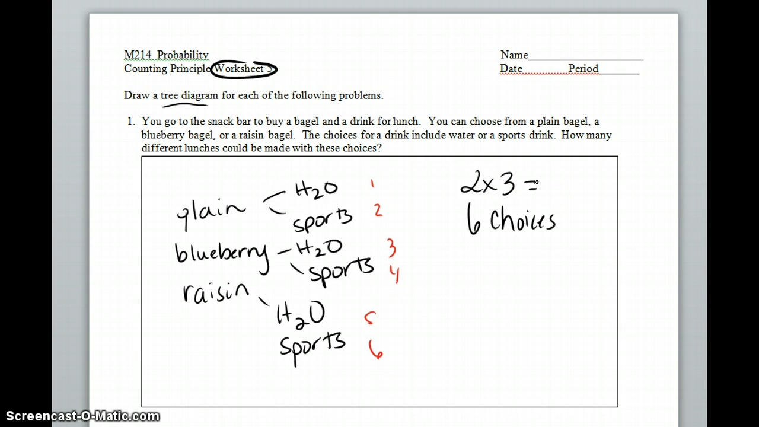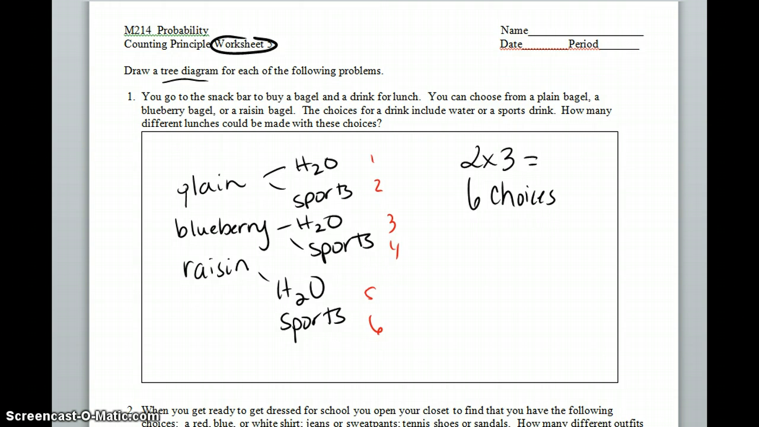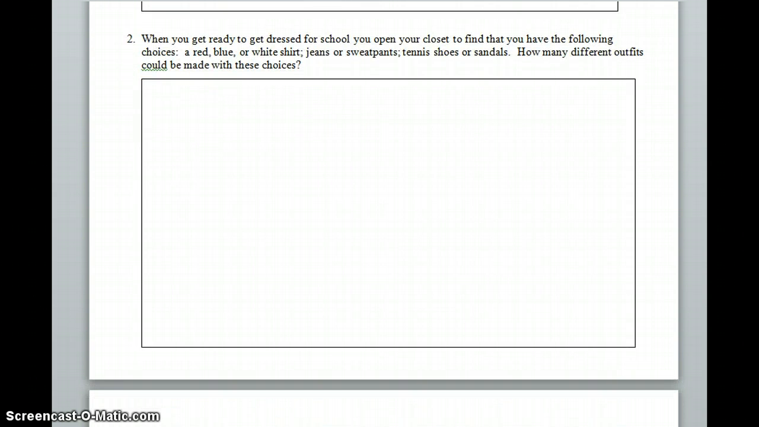Okay. Yes, the multiplying is way faster than the tree diagram, but sometimes it helps to understand what a tree diagram is and where we get this multiplication from. All right, so let's take a look at the second one. It says when you get ready to get dressed for school, you open your closet to find that you have the following choices. You have a red, blue, or white shirt. You have jeans or sweatpants, and then tennis shoes or sandals. How many different outfits could be made?